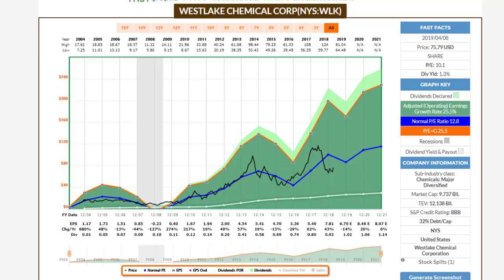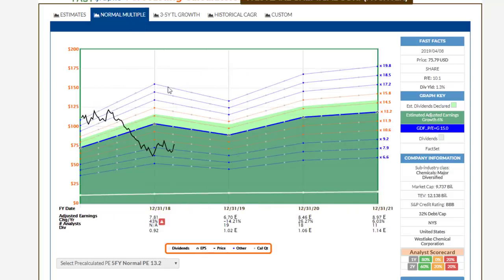Again, it's undervalued today and the market's overvalued, but I do want you to notice this stock usually trades at about a 13 PE. So when I'm using forecasting, I'm going to look at the 5-year normal PE ratio as my benchmark and not a higher 15 PE ratio that you see. So I've got a 13.2 PE ratio.